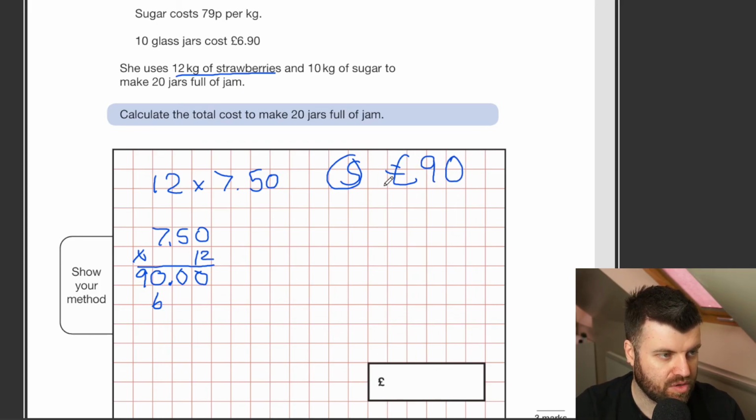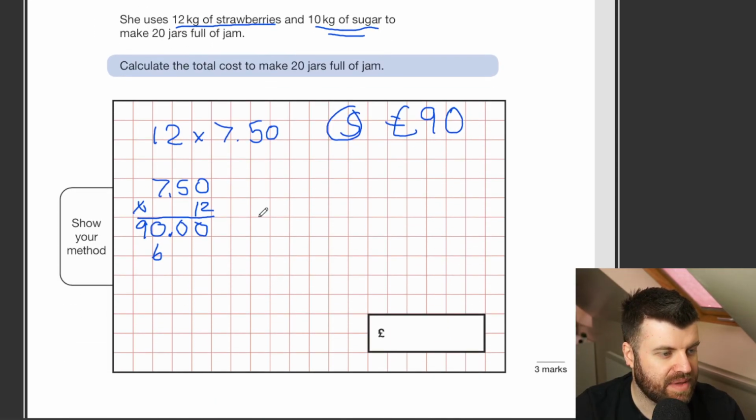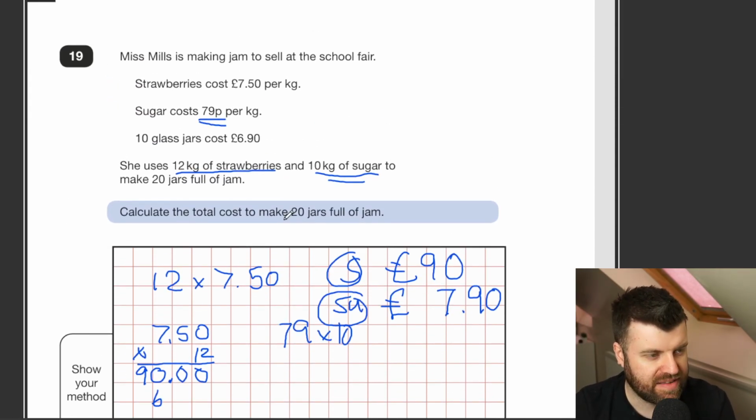Next up, we have 10 kilograms of sugar. Thankfully, this is easier. 79 pence times 10 is going to be £7.90. I'm going to line these up because I'm going to add them up at the end. So the sugar, SU for sugar, is £7.90, because 790 pence is £7.90.